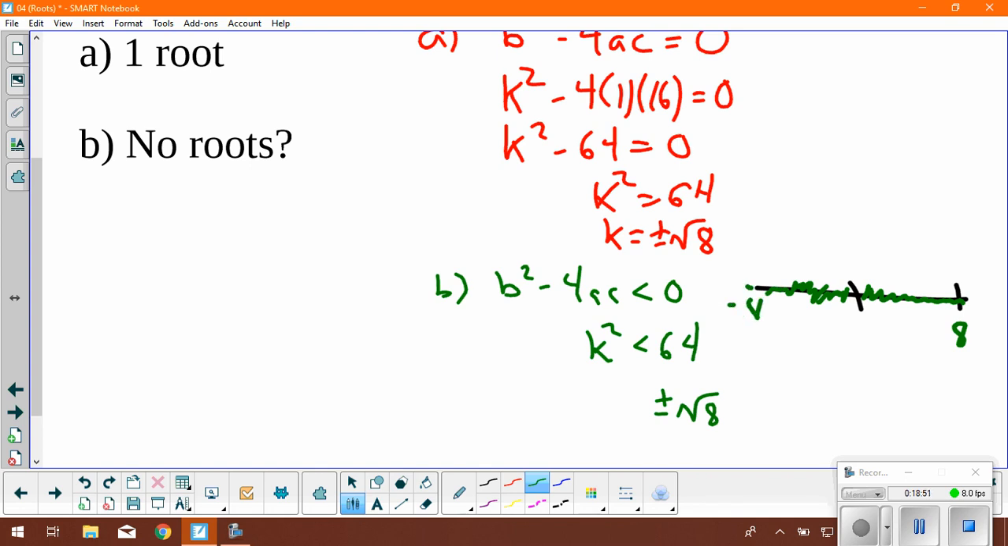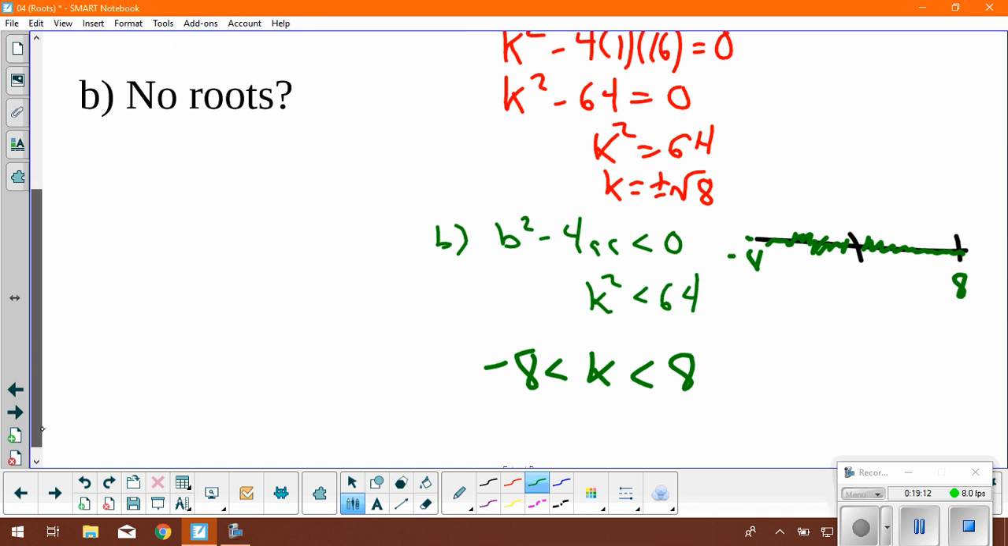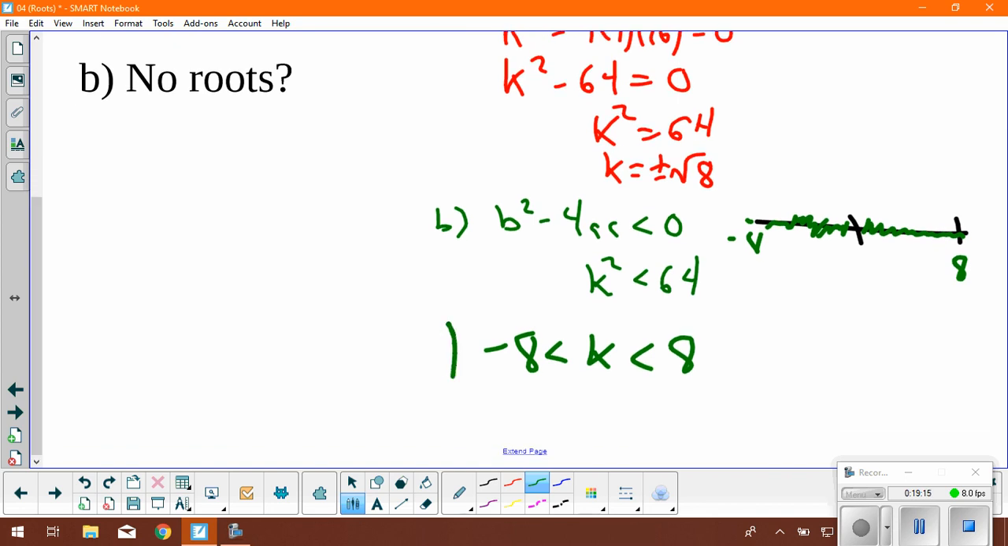So really, I want k to be between 8 and negative 8. If it's anywhere in that range, or domain, maybe I should say, then it will be less than 64. So my answer to this is going to be negative 8 is less than k, which is less than 8. So between those values, that would be okay. And if you don't believe me, test some numbers out. That will work. It's between negative 8 and positive 8 for the reasons we just talked about.